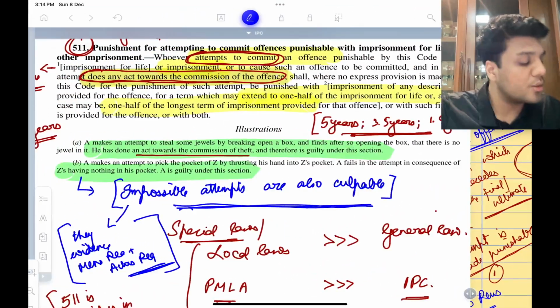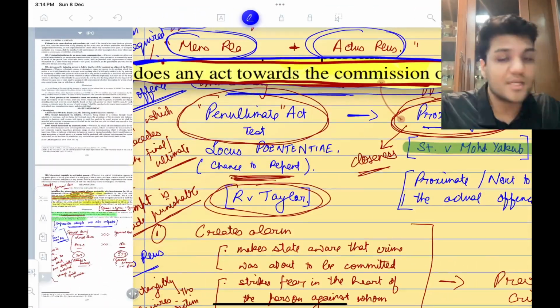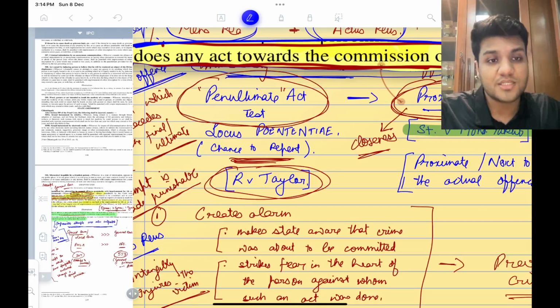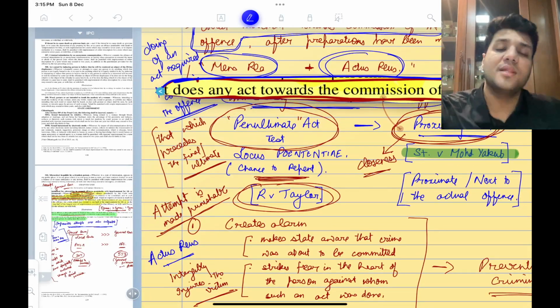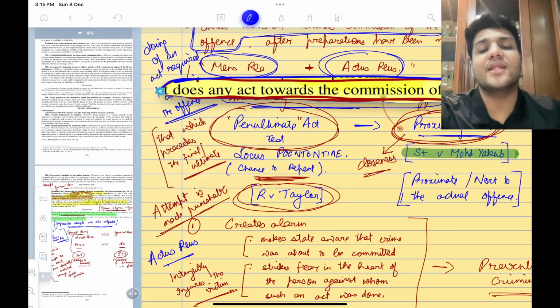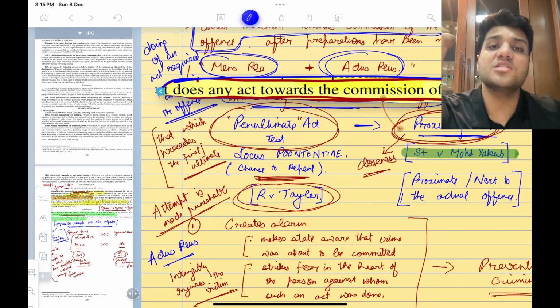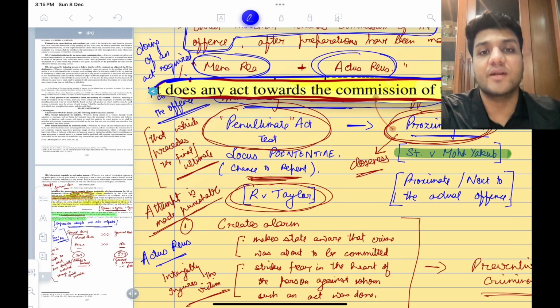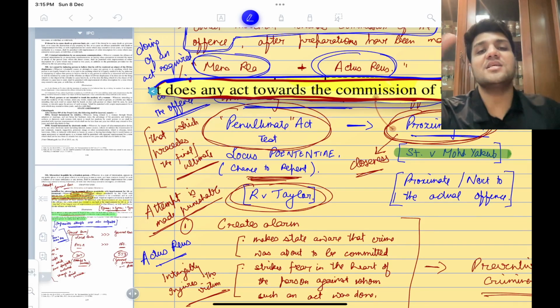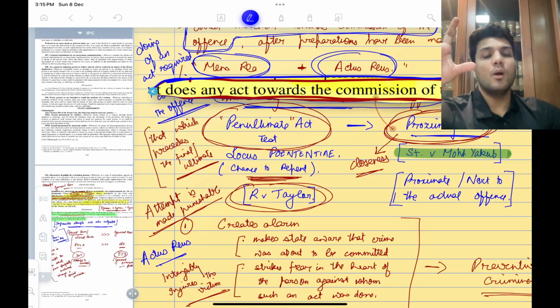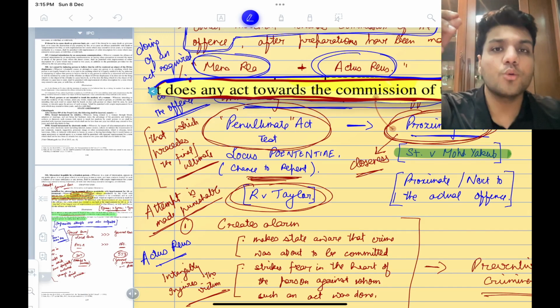Now let us look at the reasons why attempt is made an offense in the first place. I hope you've understood the penultimate act test and the fact that it's been discarded in favor of the proximity test. I hope you've also understood the presence of both mens rea and actus reus within the larger, broader definition of attempt itself, and the basic meaning of what constitutes an attempt.